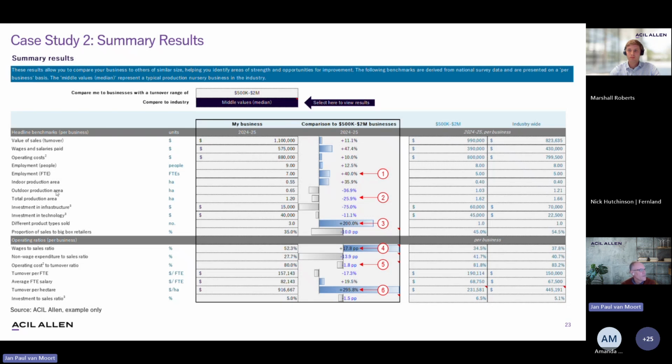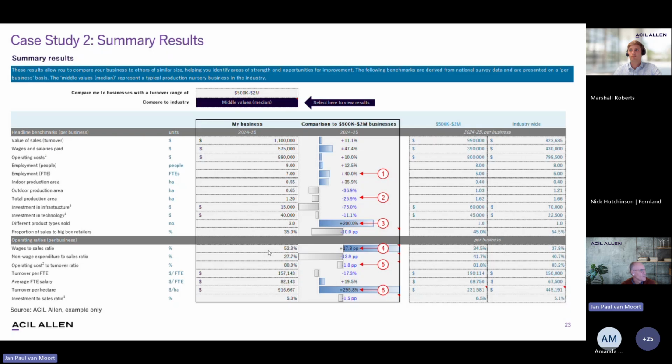And so in this example, just pulling a couple of half a dozen key points out. The first thing is that this business employs 7 FTEs, which is a couple of people higher. So that's number one. Number two, the total production area at 1.2 hectares is 25% lower than its peers. When you look at the product sales category, looking at the average, it sells a higher range of products, so it scores a higher benchmark on that.